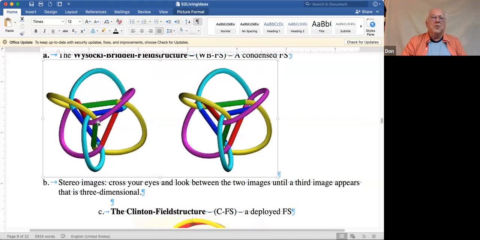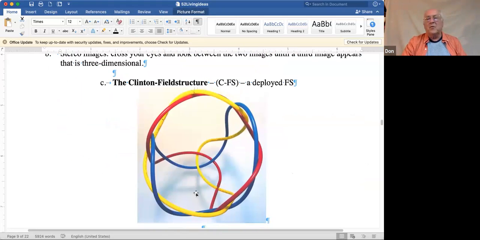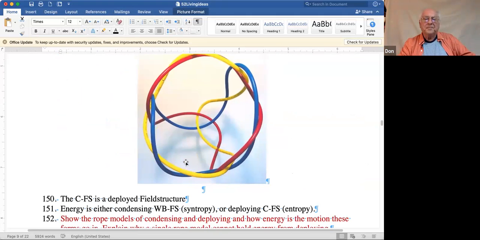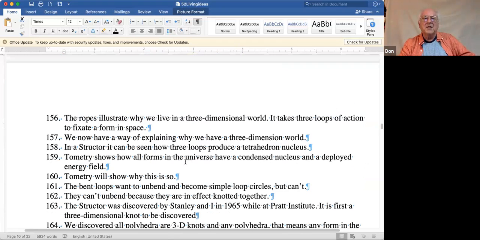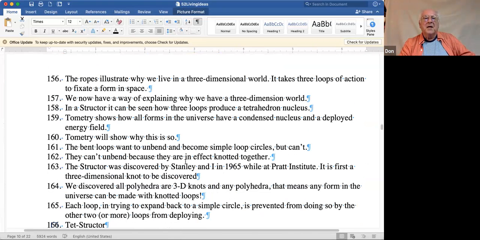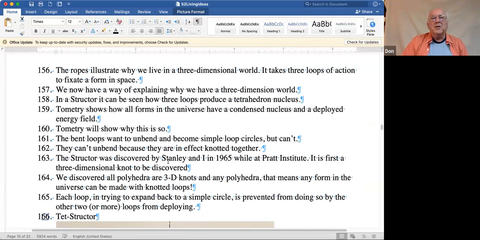If you break this knot here, the form will expand, as we see here, but in a different way. So let's take a look at this. The ropes illustrate why we live in a 3-dimensional world. It takes 3 loops of action to fixate a form in space.